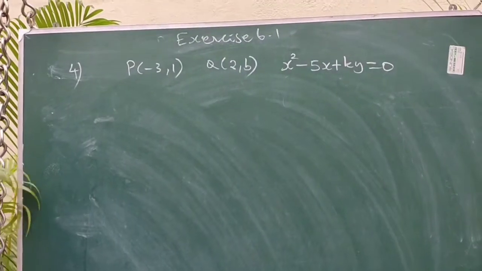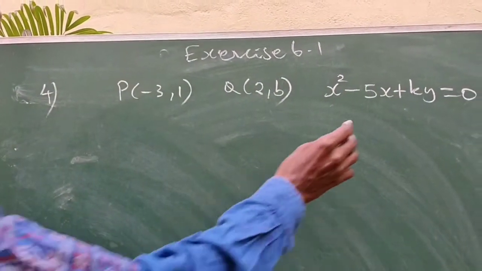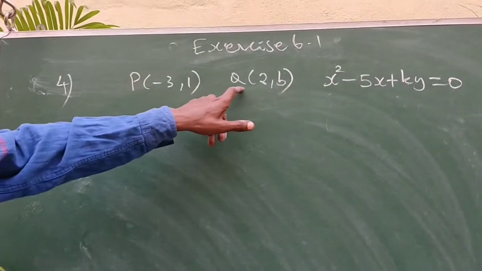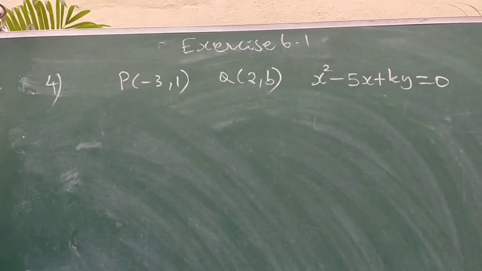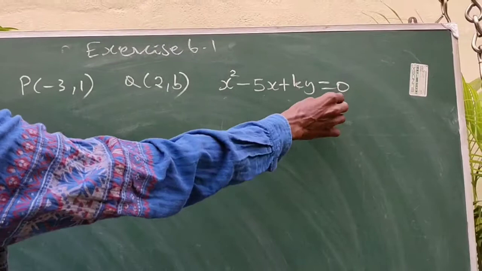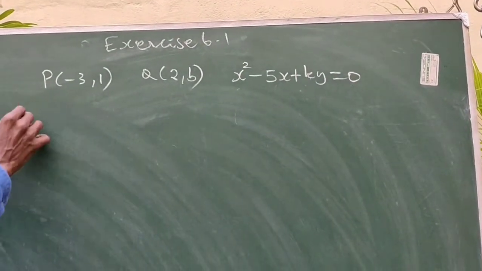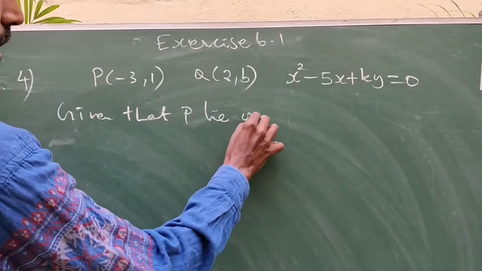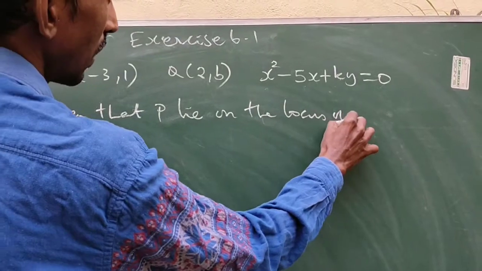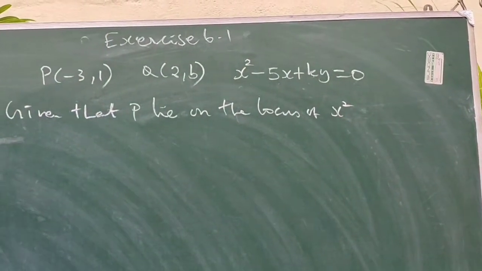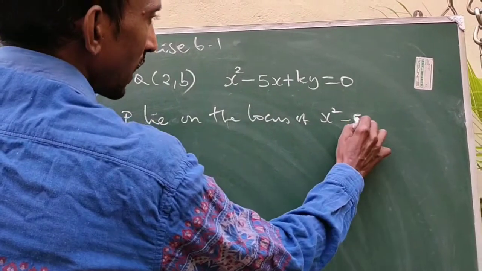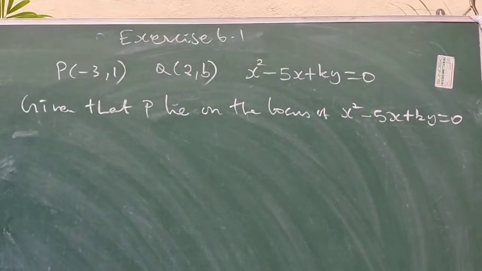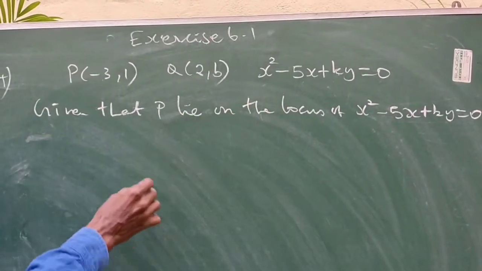So question number 4 in exercise 6.1. Find the value of k and b if the points P minus 3 comma 1 and Q 2 comma b lie on the locus of x square minus 5x plus ky equal to 0. First, given that P lies on the locus of x square minus 5x plus ky equal to 0. It lies on the locus means it satisfies the given equation. So put x equal to minus 3, y equal to 1.